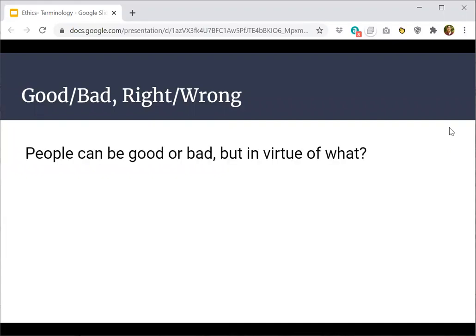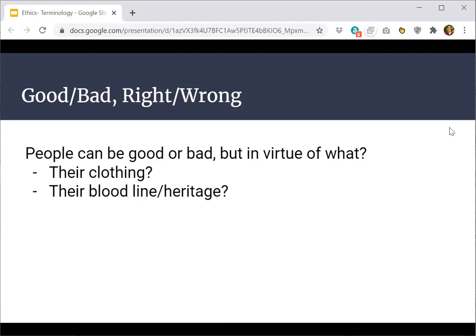So people can be good or bad, right? Of course, there are people that are good and people that are bad, but what is it in virtue of? What is it that makes a person good or makes a person bad? Is it their clothing, their bloodline, their heritage, their upbringing? No, it's not any of these things. It's their actions. It's how they act.